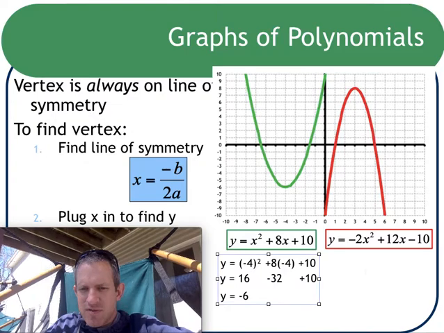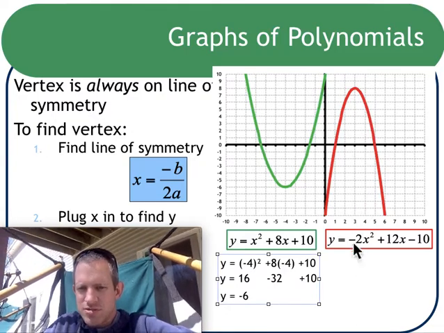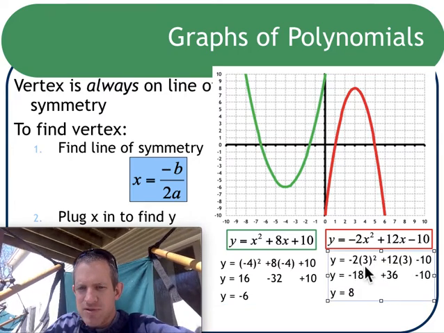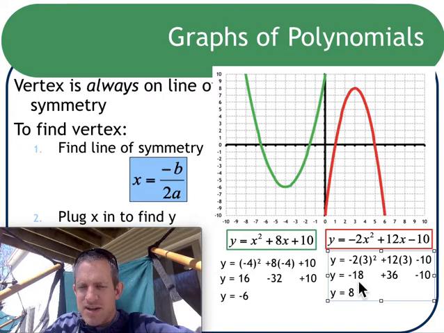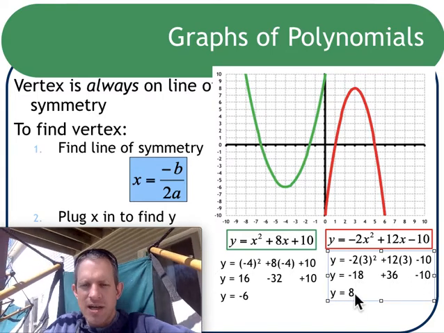If you did the same sort of thinking with the red graph, you first find the line of symmetry, which is 3. And then when you plug that in for x, negative 2 times 3 squared is negative 18. 12 times 3 is 36. And when you subtract 10, you get an 8.